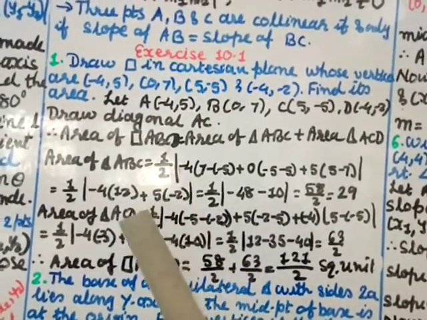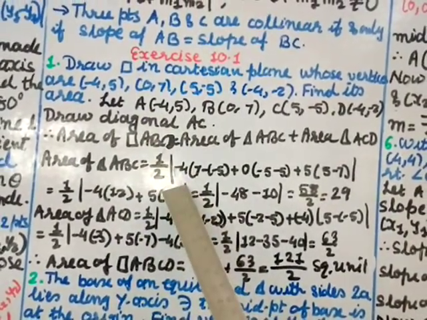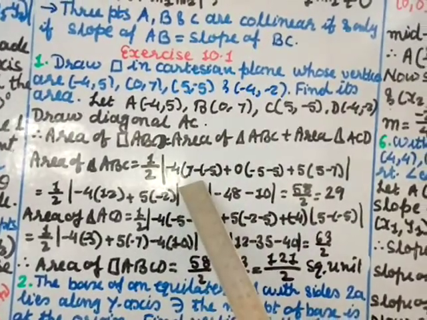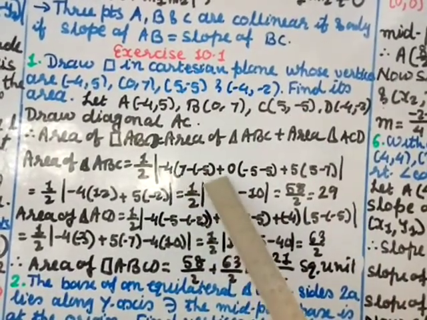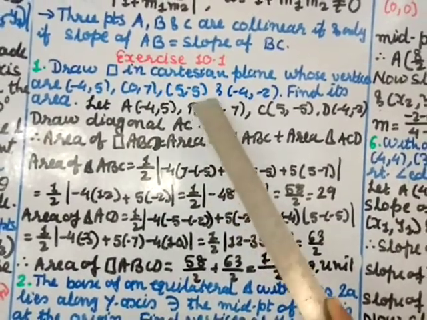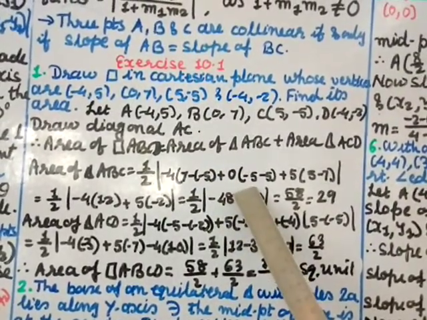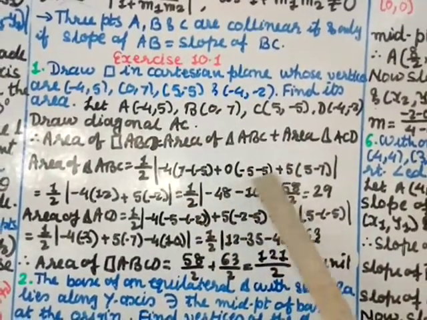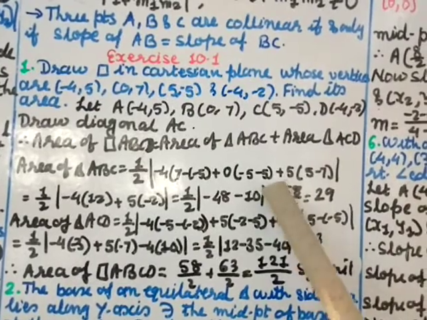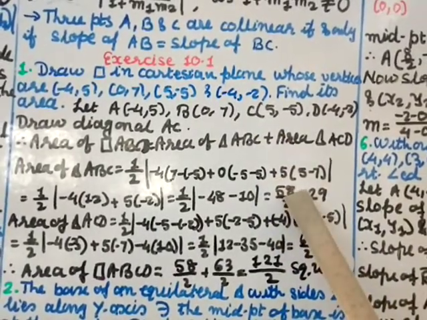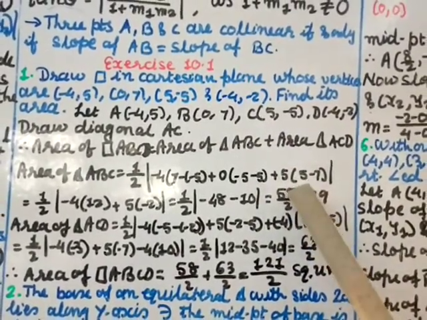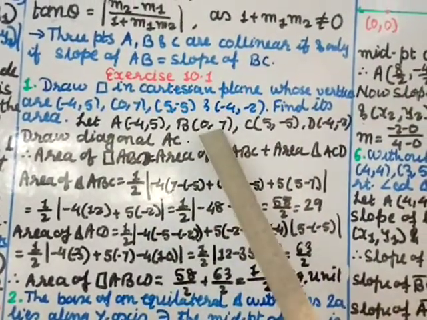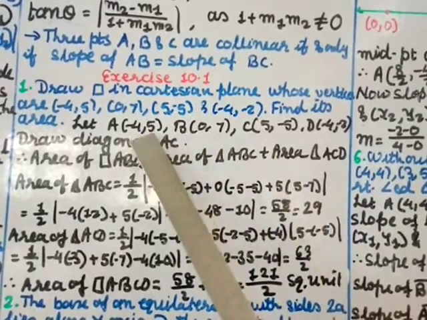First is x1, that is minus 4, then y2 minus y3, so y2 is 7 minus y3 is minus 5, plus x2, that is 0, and it is y3 minus y1, so y3 is minus 5 and y1 is 5, plus x3 is 5 into y1 minus y2, so y1 is 5 and y2 is 7. Sorry, not this one, okay, 5 and 7.